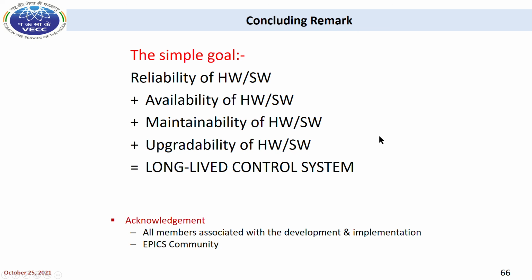And there will be features like upgradability, modular design, both software and hardware, and use of open source software and open source protocols. All this together ensures the long life of the control system. That is the goal to achieve for a control system.